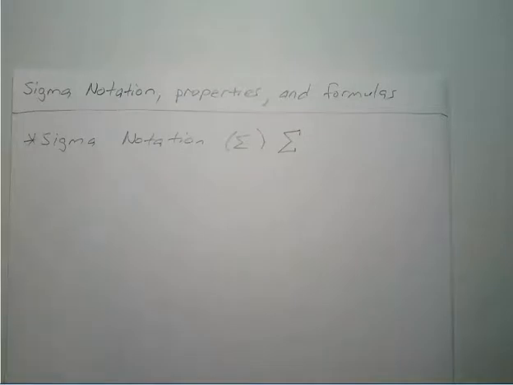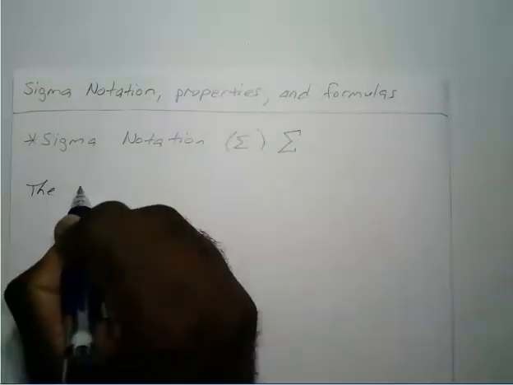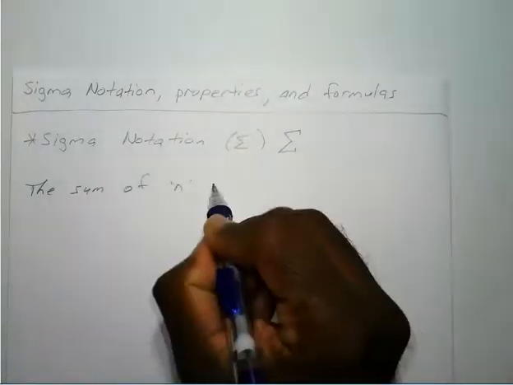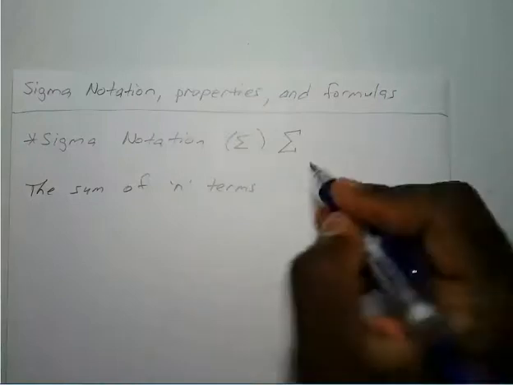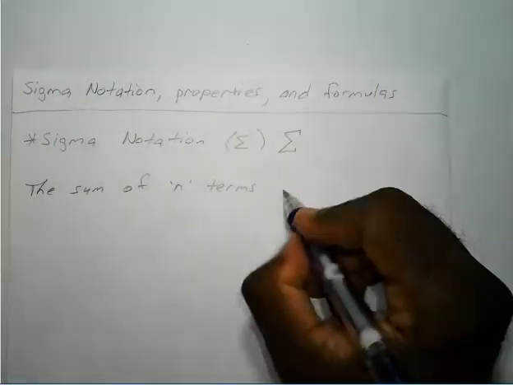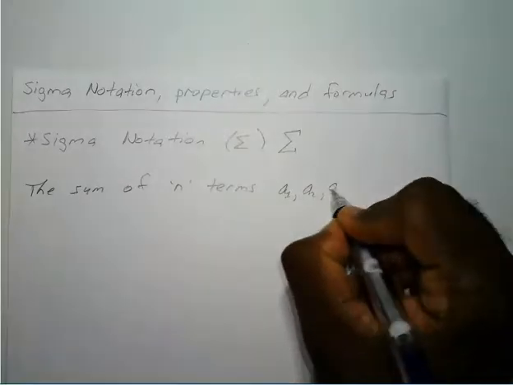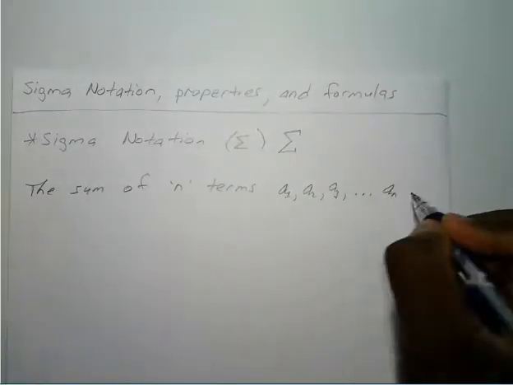Okay, so now let's get into the idea of how you would use the sigma notation mathematically. And it's not too bad. So the sum of n number of terms, and that n can vary. So let's say your terms are a sub 1, a sub 2, a sub 3, and it goes all the way to a sub n.